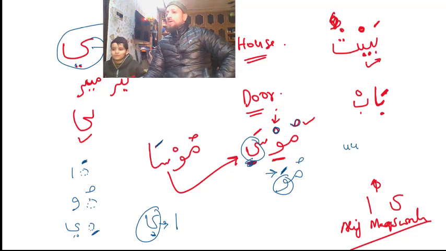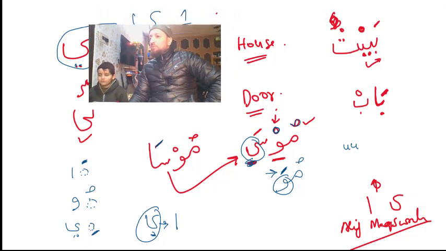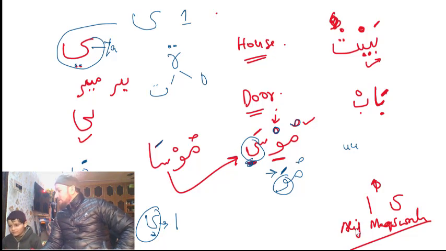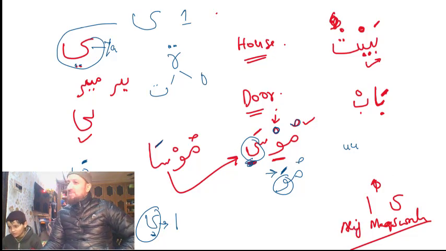So we also say ta marbuta. It is ta marbuta, but it acts as a ha if we stop on it. If we don't stop, it becomes ta. In the same way here, if the ya has 2 dots, then it's a ya. If it doesn't have 2 dots, then it's an alif maksura. Very good.